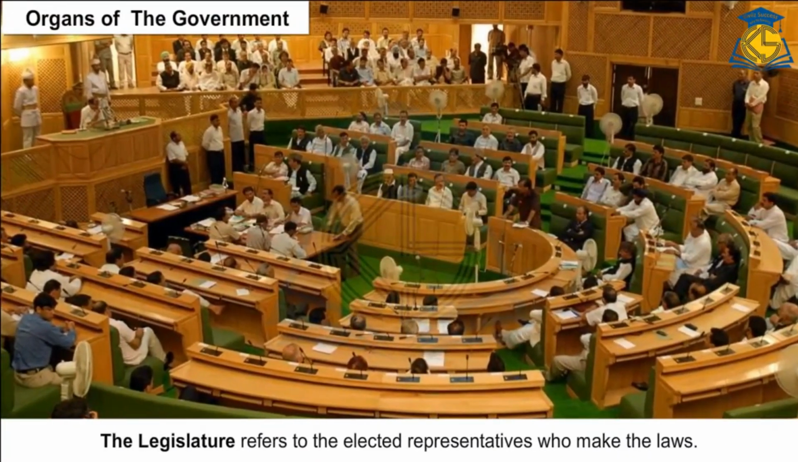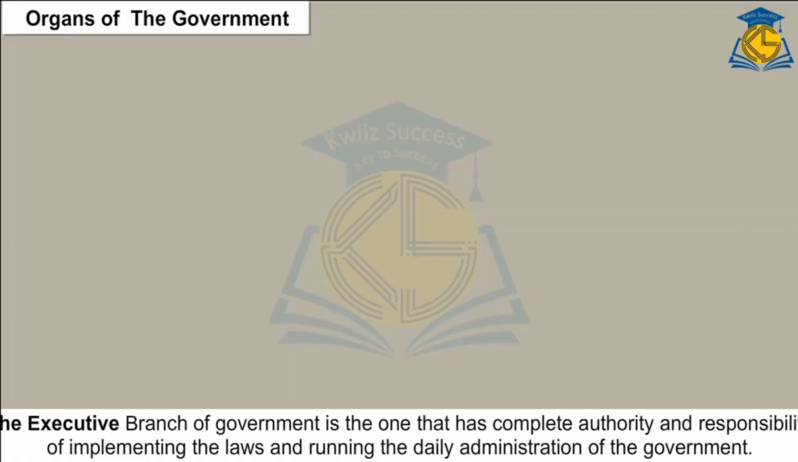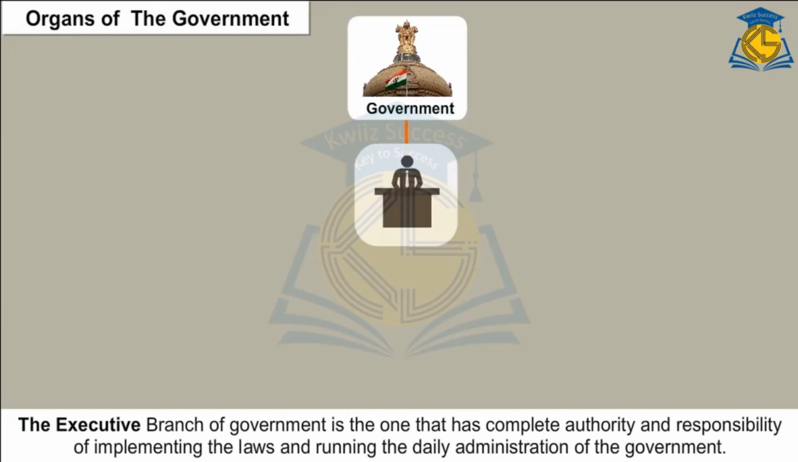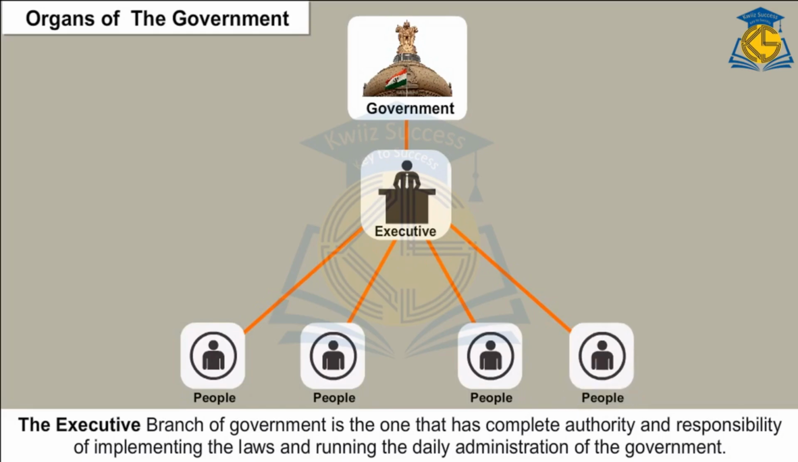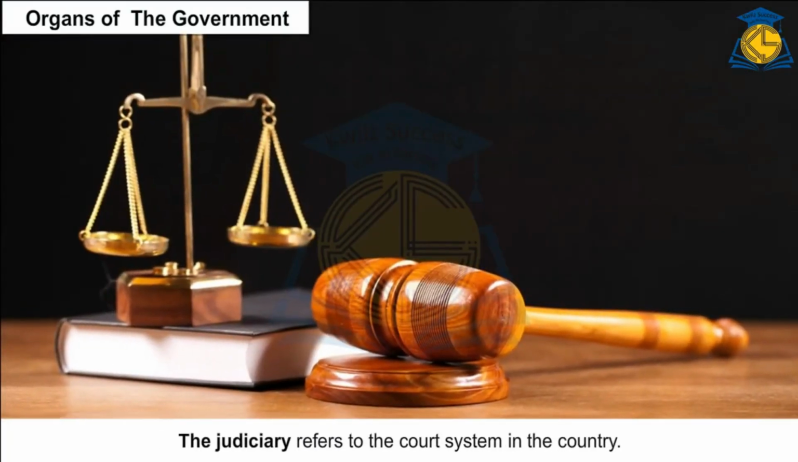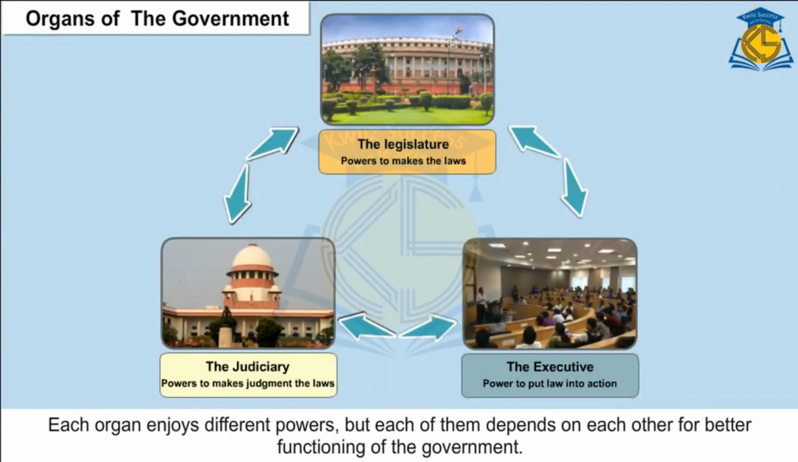Legislature refers to the elected representatives who make the laws. The executive branch of government is the one that has complete authority and responsibility of implementing the laws and running the daily administration of the government. The judiciary refers to the court system in the country. Each organ enjoys different powers, but each of them depends on each other for better functioning of the government.